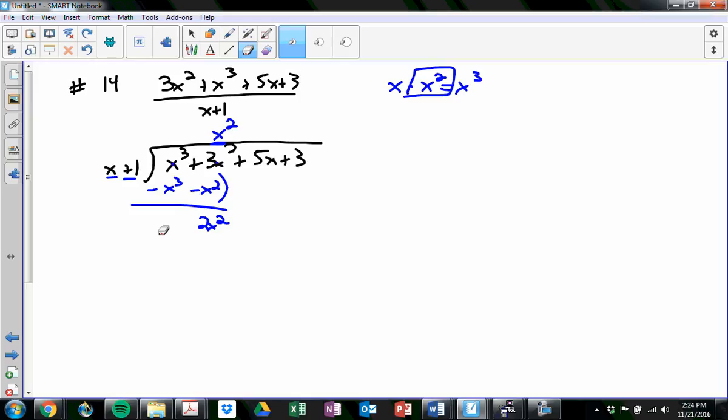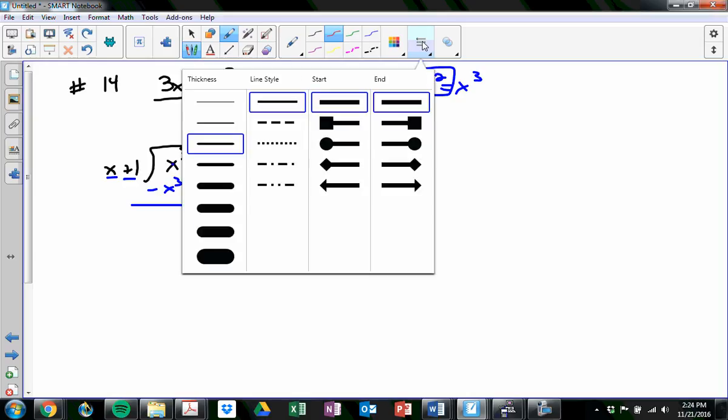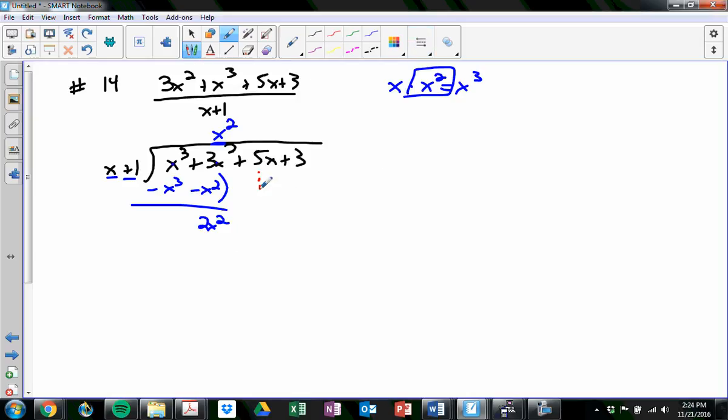Now I'm going to drop down the next term, which is a 5x. So I have plus 5x. So x goes into 5x squared. Ooh, just 5x. X goes into 5x 5 times. I'm going to put a plus 5 here. Now I do 5 times x is 5. Something seems... Oh, I did that totally wrong. Excuse me. Let's go back a step. I do still want this to be a plus 5x down here.